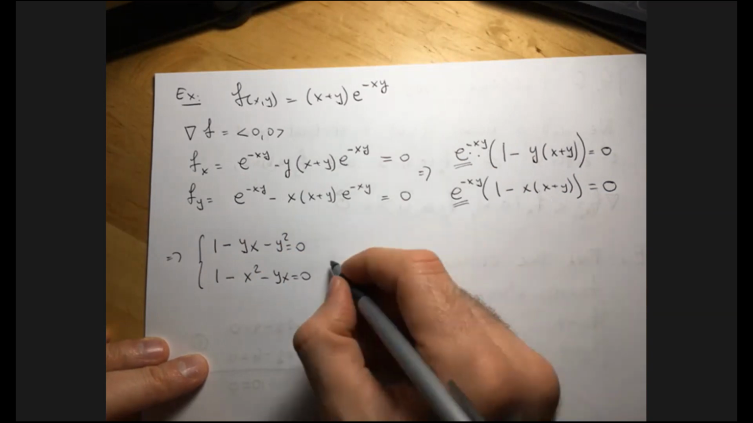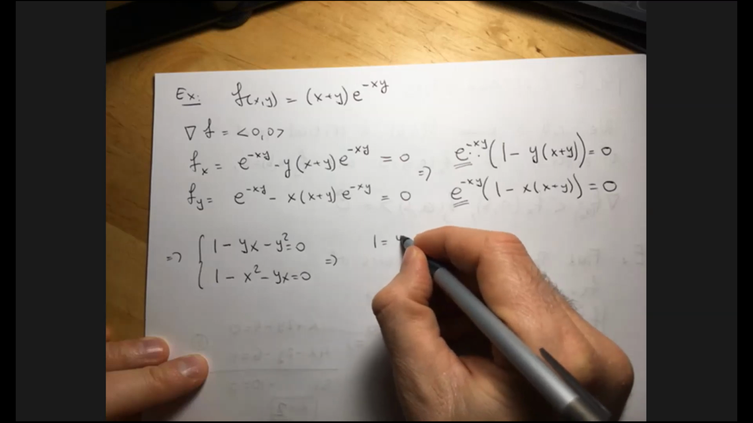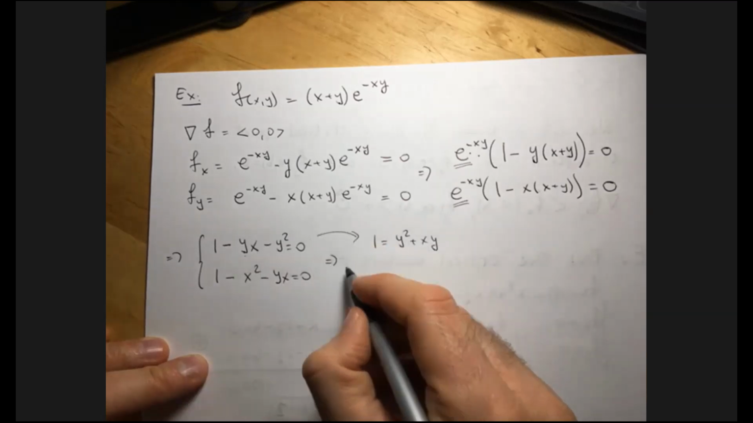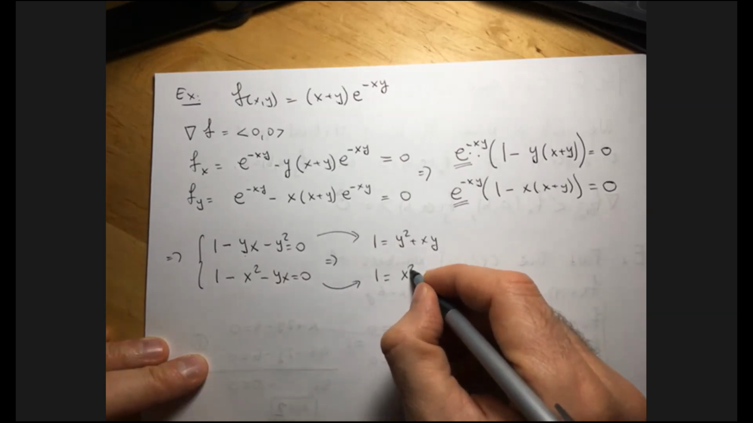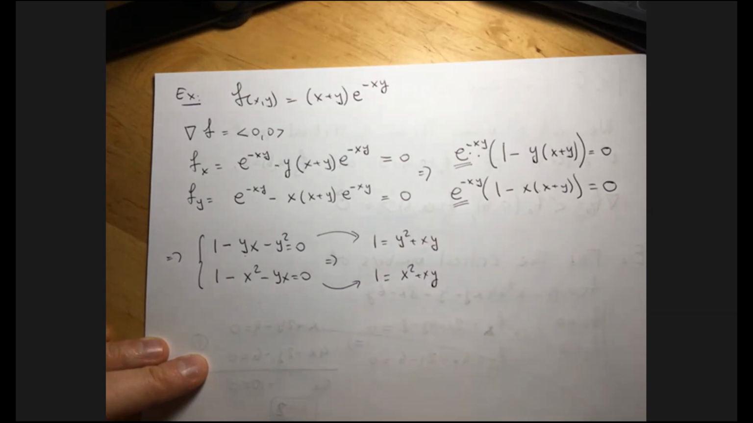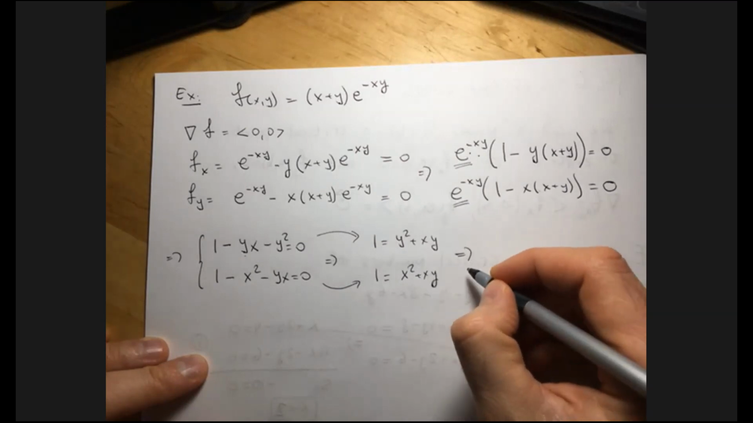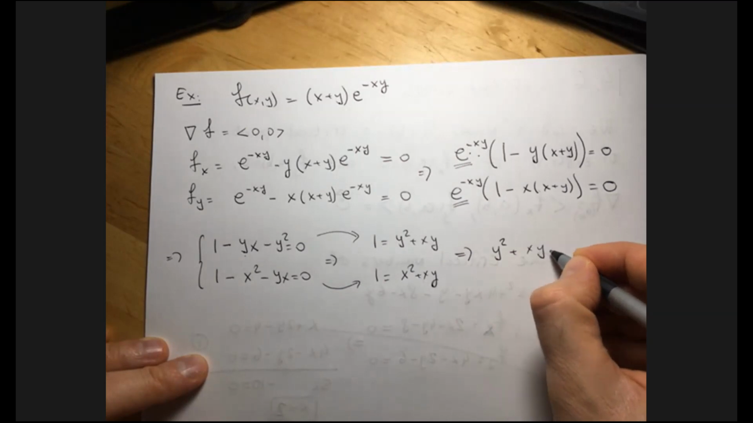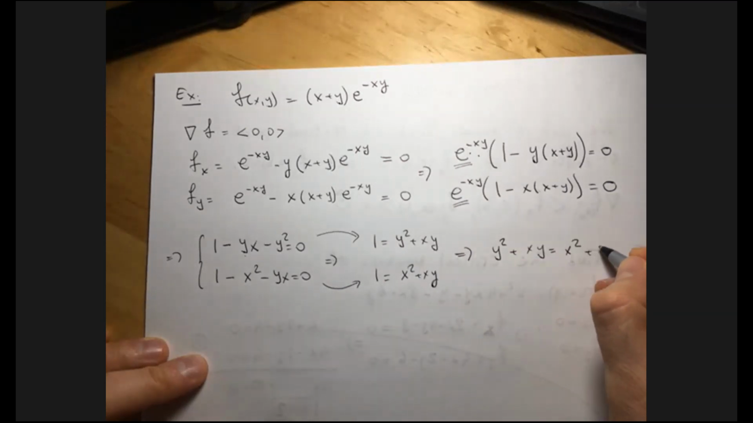Okay, or from here we get that 1 is equal to y squared plus xy, right? And here I get 1 is equal to x squared plus xy. Okay, well, if these two expressions are equal to the constant 1, that means y squared plus xy has to be equal to x squared plus xy.